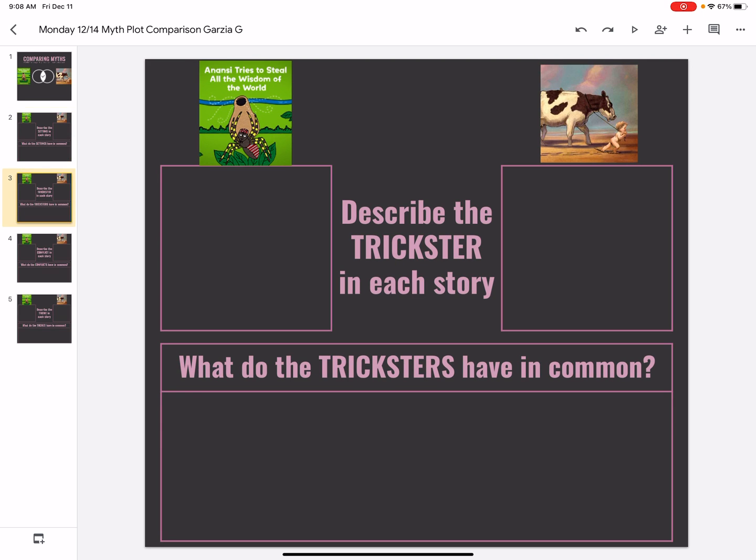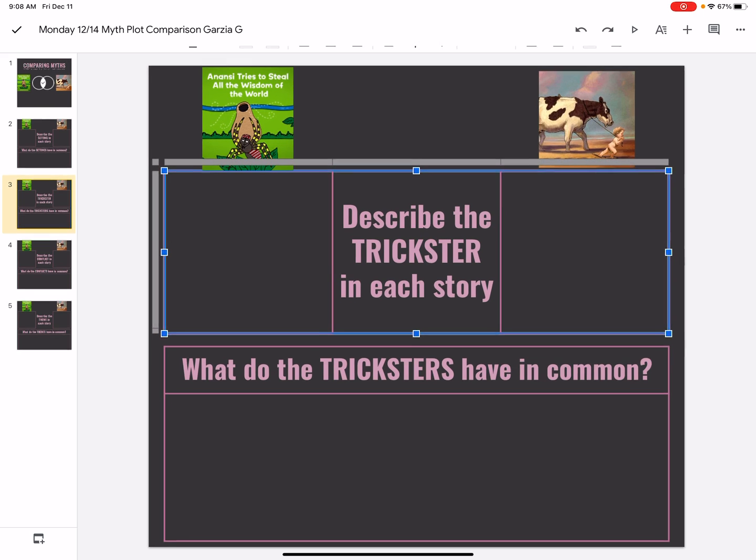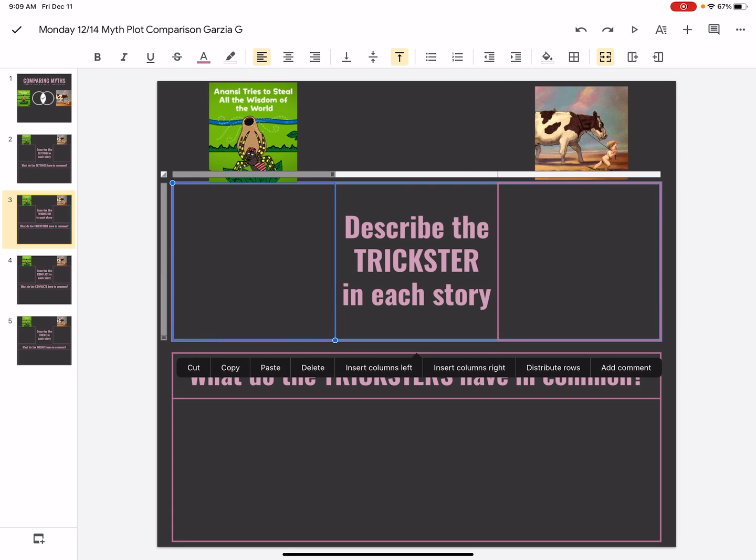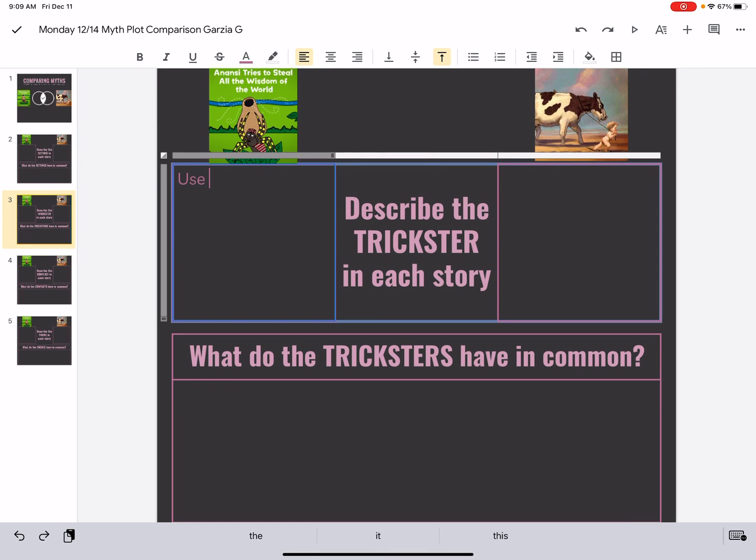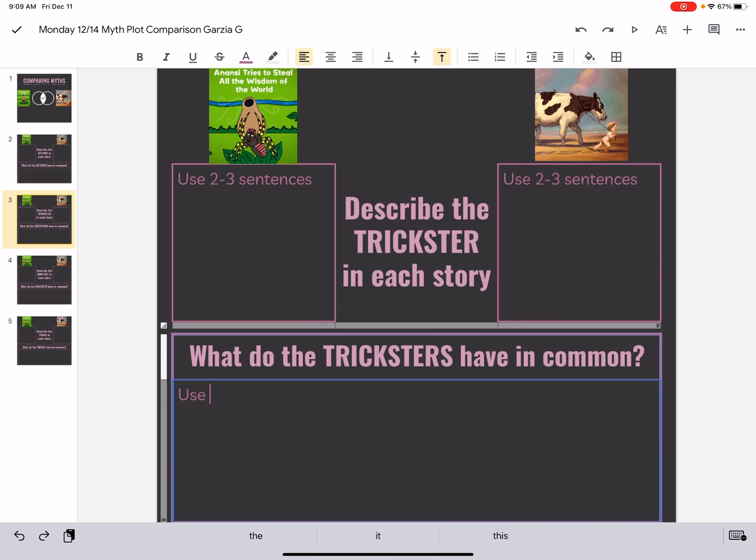Next, you're going to move on and talk about the trickster in each story. We know that Anansi is a trickster, and in Hermes and Apollo's Cows, Hermes is the trickster. So you're going to say, Anansi is, and give me some character traits. Tell me about Anansi. Hermes is, tell me about Hermes. So you're going to describe these characters. You should have 2 to 3 sentences. And then we're looking for what they have in common. Again, use 2 to 3 sentences for their similarities.